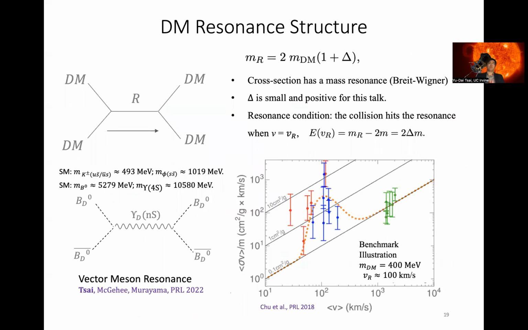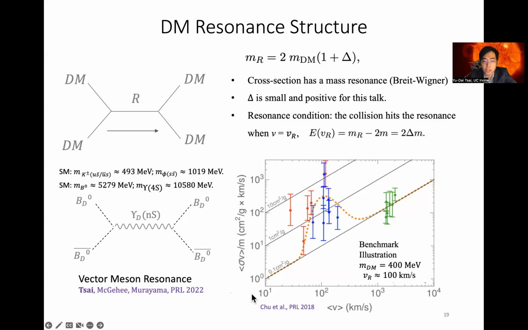And that's why we build a model to capture this kind of behavior. So we consider something called dark matter resonance structure, meaning that you have a dark matter mediator for the self-interaction that is about 2 times, plus a little bit, the dark matter mass. And this induces something called a Breit-Wigner resonance, meaning that the dark matter cross-section will have a peak around a certain velocity. In this talk, we'll consider this delta to be positive and small. So the resonance condition is met when the collision hits the resonance, when V is equal to this V_R, and then this energy is equal to 2 delta M. It will hit the resonance and can help explain these small scale structures, right?